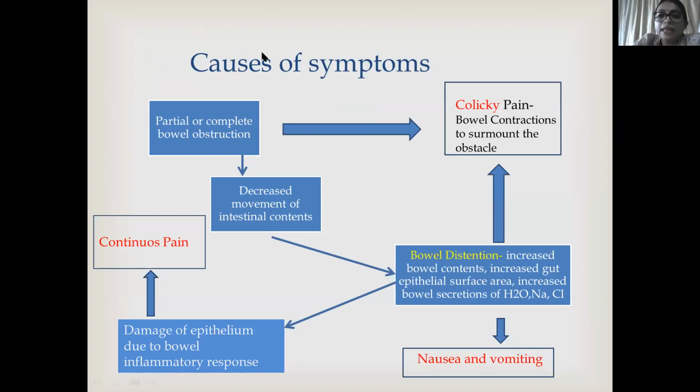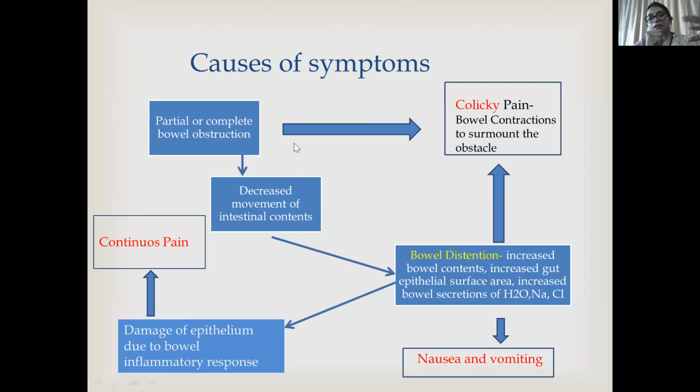Right. So you were telling me that patients present with abdominal pain, vomiting, and constipation. How exactly is this happening? This flow diagram tells us exactly how. You can read it from here. That is partial or complete bowel obstruction. When there is a partial or complete bowel obstruction, there is decreased movement of intestinal contents. There is an obstruction here, but peristaltic movement is still happening in the proximal part. When peristaltic movement continues in the proximal part, this leads to colicky pain.